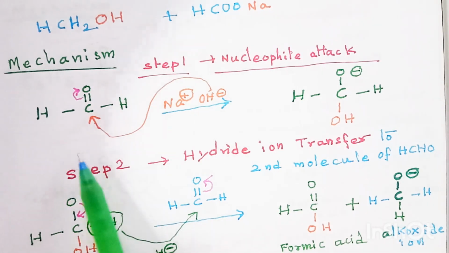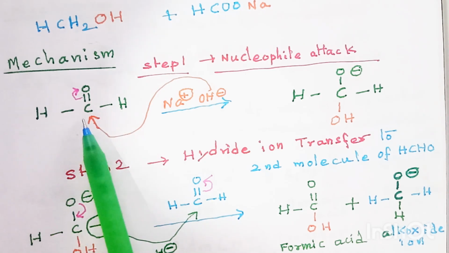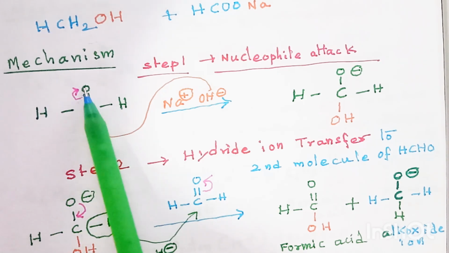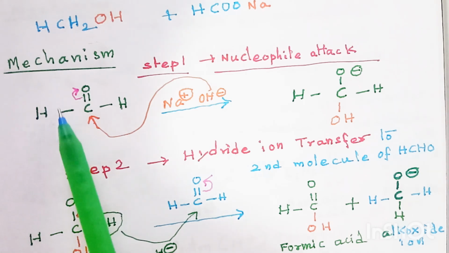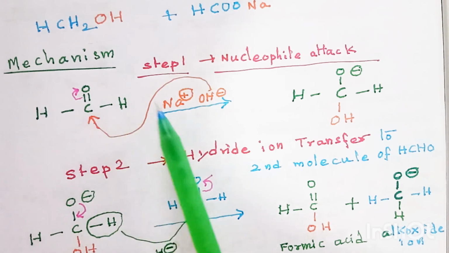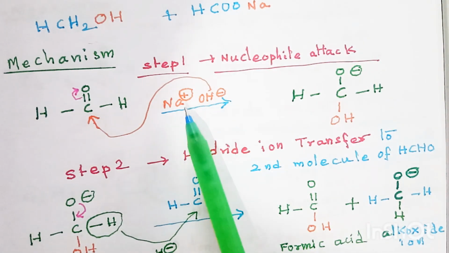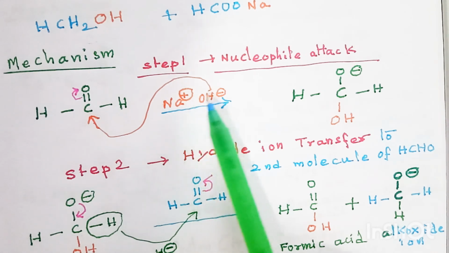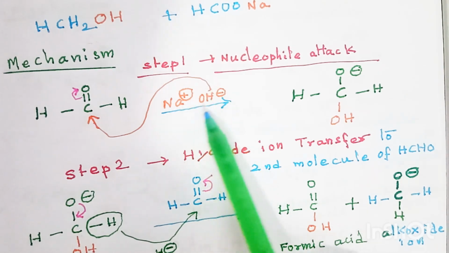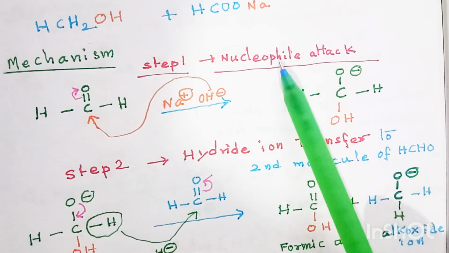The first molecule of formaldehyde is written in green ink. This is written as HC double bond O, H. That is HCHO. This is formaldehyde, the first molecule in green ink. We are heating it with sodium hydroxide. Sodium hydroxide ionizes into Na plus and OH minus in aqueous solution. This OH minus is called a nucleophile. So the first step in the reaction is nucleophile attack on carbon.